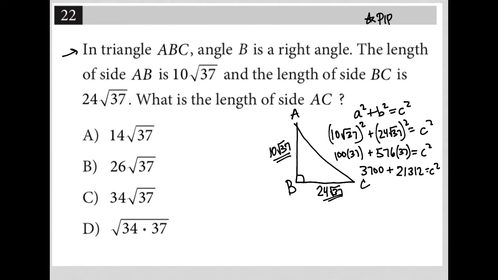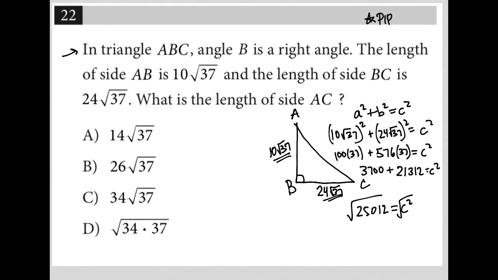Combine everything on the left-hand side, so 3,700 plus 21,312 is 25,012, so 25,012 equals c squared. I can then square root both sides and go to my calculator.